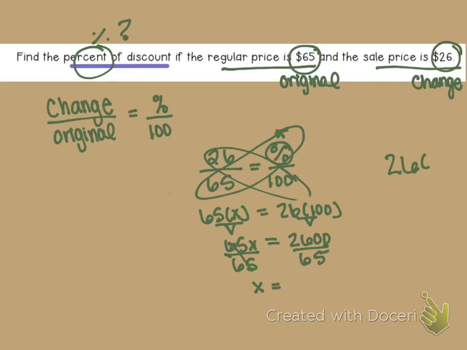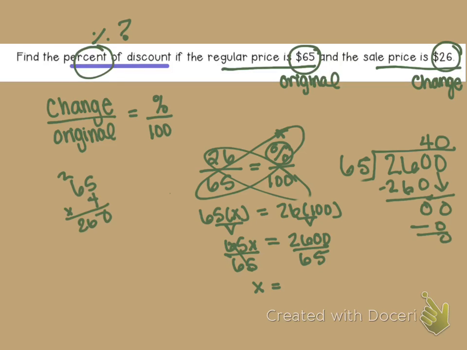2600 divided by 65. Okay, I want you to press pause and then divide this and then press play when you are finished. Okay, and x is 40. So what does x represent? X represents the percent decrease.